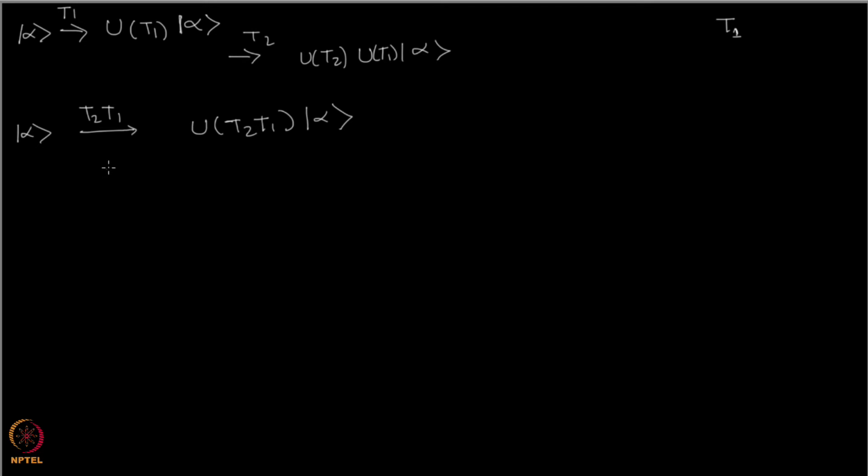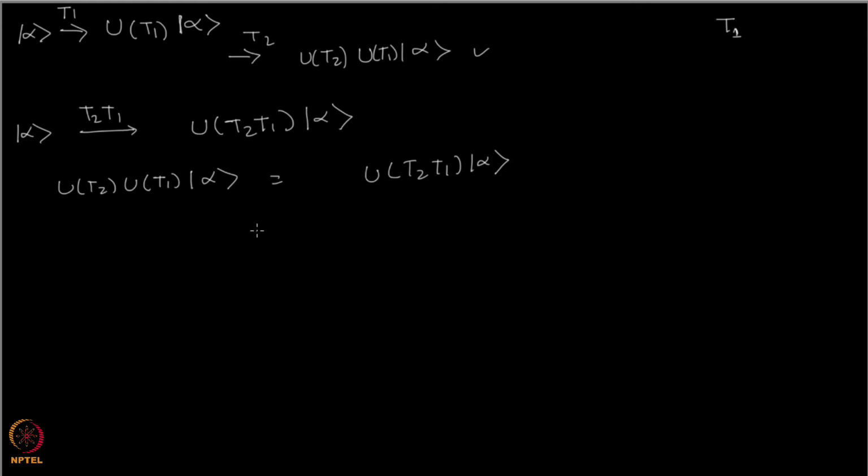Which means that I should get u of T1, u of T2, acting on alpha, the same as this one. But there could be a phase, because if there is a phase, the probability amplitudes will not change, but I am not going to include the phases here, and a discussion on that you can find in Weinberg volume 1, for example.